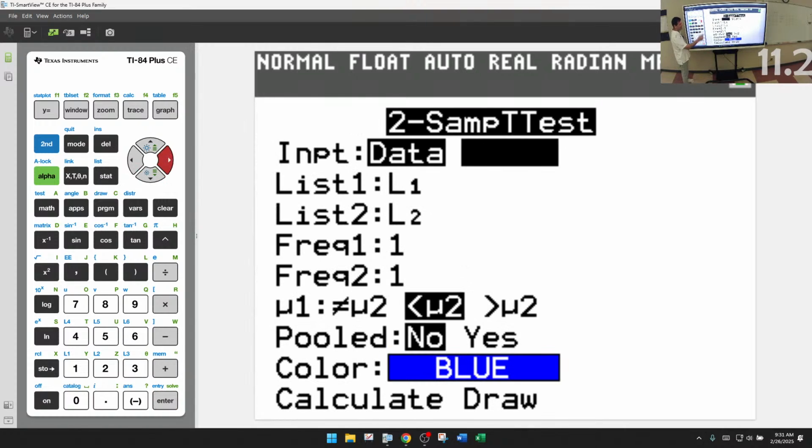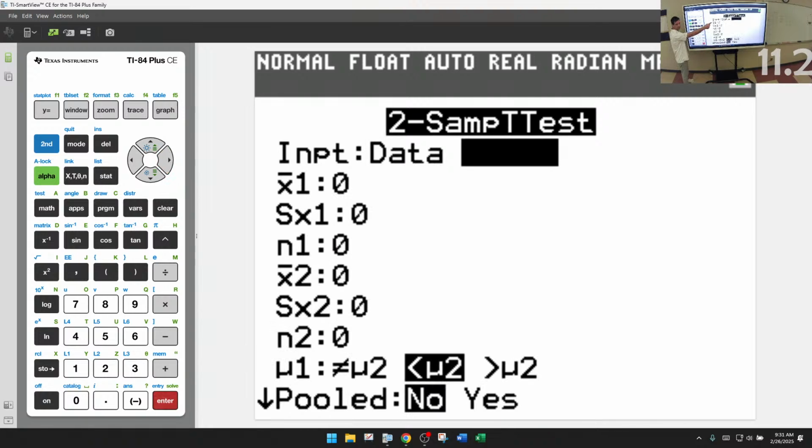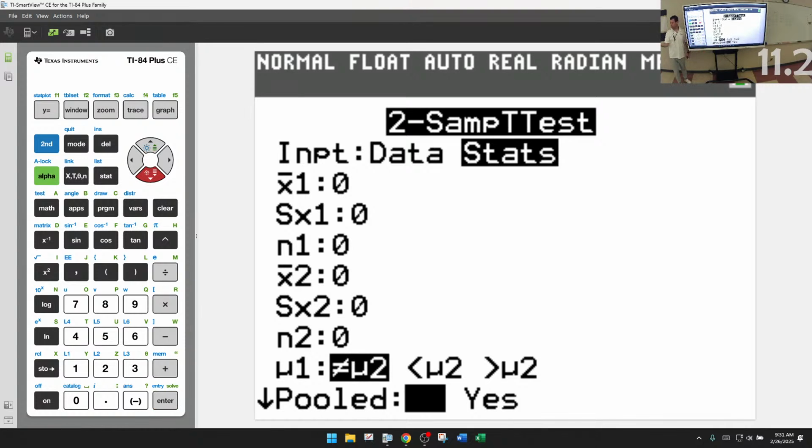I don't have the data. I have the stats. And so we're just plugging and chugging. X1, standard deviation, N1. X2, standard deviation, N2. We think it's not equal. Never pool. Always hit no on pooled. And then you go down to calculate, and it's going to give you the t. It's going to give you the p-value. It's going to give you both.